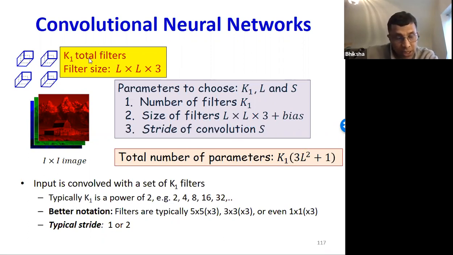Each filter also has a bias. Remember, each filter is just a neuron that's scanning the input, right? So every neuron has a bias. So it's 3L squared plus 1. This is per filter, per neuron. And then you have K1 of these guys. So this is the total number of parameters for just this one layer.